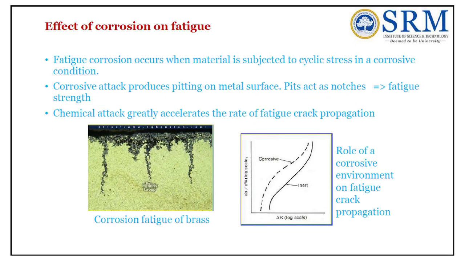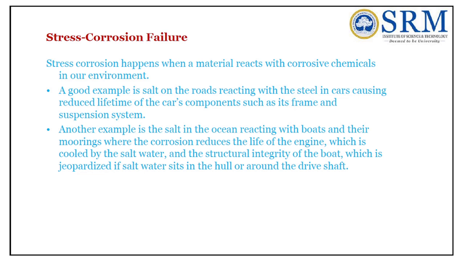Now the effect of corrosion on fatigue. Corrosion fatigue occurs when the material is subjected to cyclic stress in corrosive conditions. Corrosion attack causes pitting on the metal surface, and the pits act as notches, which decreases the fatigue strength. Chemical attack generally accelerates the rate of crack propagation. Stress corrosion failure happens when the material reacts with a corrosive chemical in the environment. A good example is salt on the roads reacting with the steel in cars, reducing the lifetime of components such as the frame and suspension system.